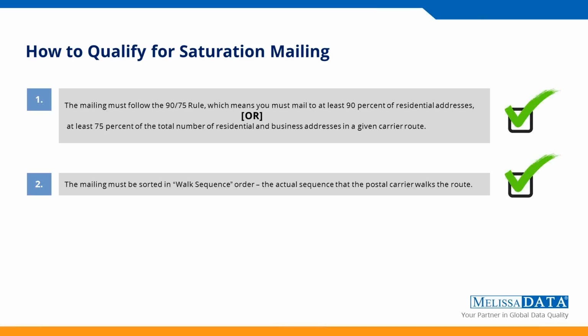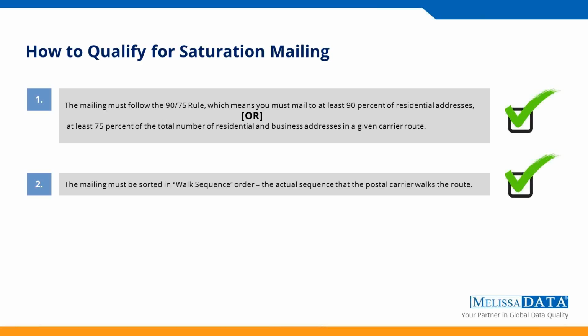For saturation high-density mailings, there are specific requirements, unlike the other standard mail, and generally it's the 90-75 rule, where if you're doing saturation, the mailing must include 75% of all deliveries in a given carrier route, or if it's residential only, then it has to be 90% of all available deliverable addresses. Without meeting these minimums, you can't claim that rate.